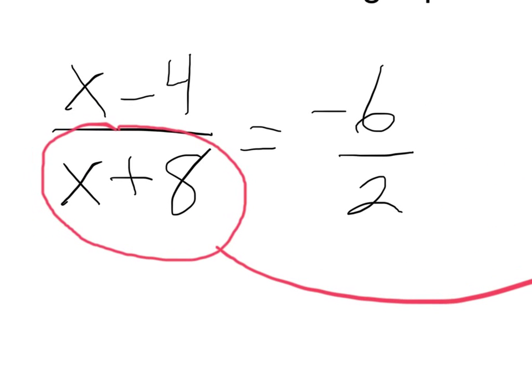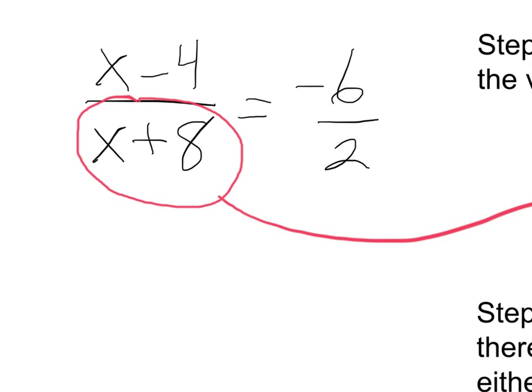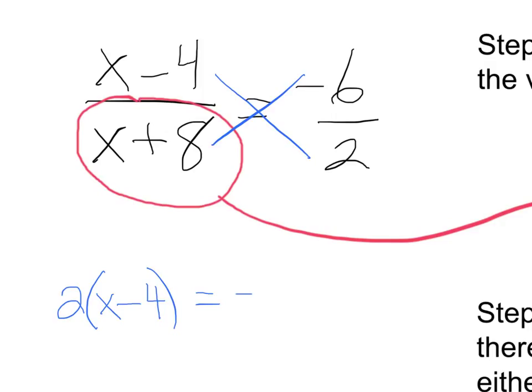So let's zoom in here. And it is a proportion. We've got a fraction on the left equal to a fraction on the right. So we can just cross multiply 2 times x minus 4 is equal to negative 6 times x plus 8.